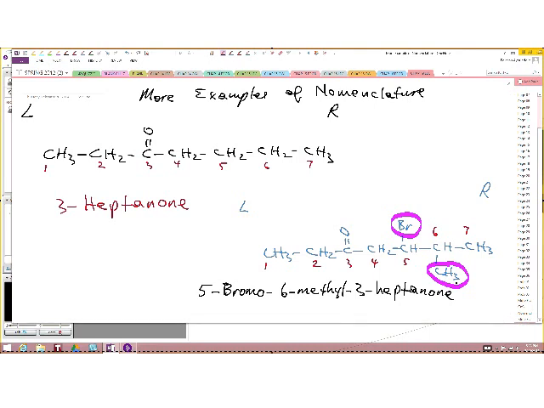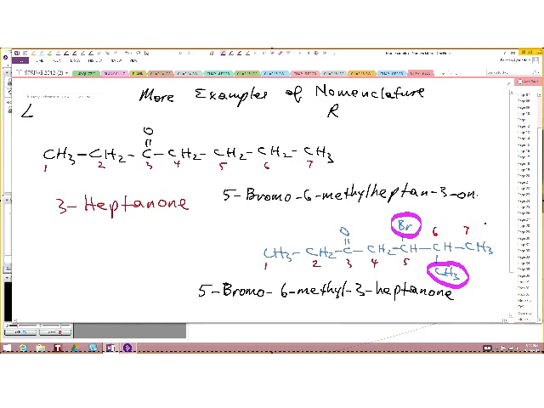Yes, you could do that. In other words, what you want us to do, we could also name this as 5-bromo-6-methylhept-3-one. Yes, you could do that, and that will also be the name for this molecule here.